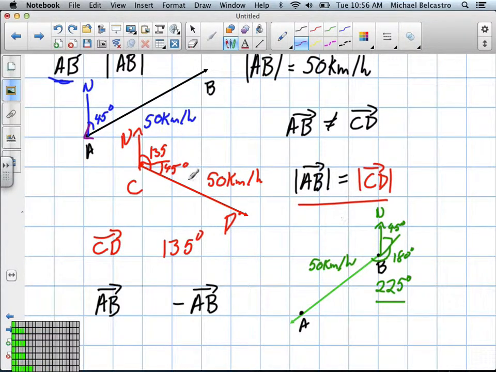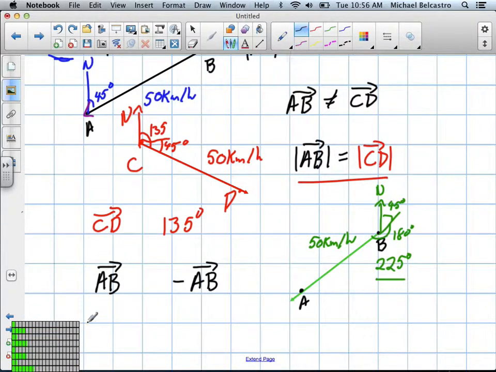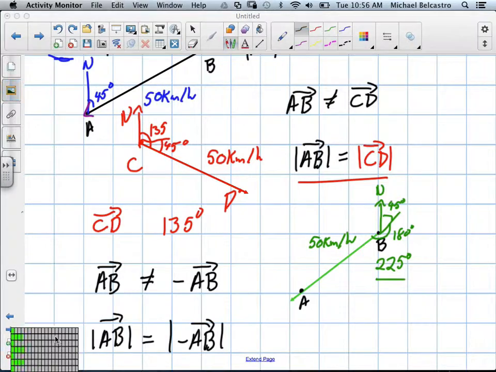But I just want to add one other thing. Because it's negative, what if I find the absolute value of these two? So the absolute value of vector AB in comparison to the absolute value of negative AB. Are these going to be equal or not equal? They'll be equal, right? Our magnitude has not changed. And because it's an absolute value of something, it's still going to be 50 kilometers an hour. Now we know that these two vectors are not equal though. The negative gives it a very different direction. But again, the magnitude is the same. So just make sure we can get the negatives of vectors also.